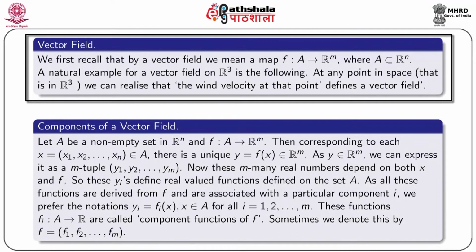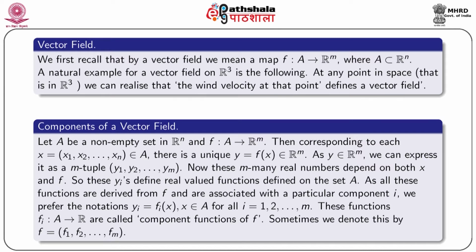First of all, let us recall what we mean by a vector field. Let us consider a function f defined over a set A, where A is a subset of Rn. If the codomain is a subset of R, we call f a scalar field, and if the codomain is a subset of Rn where n is greater than 1, we call f a vector field.